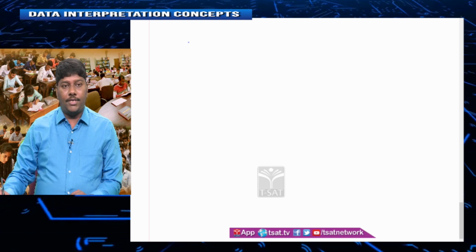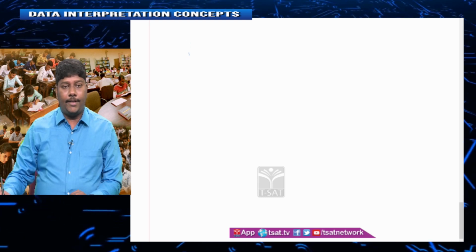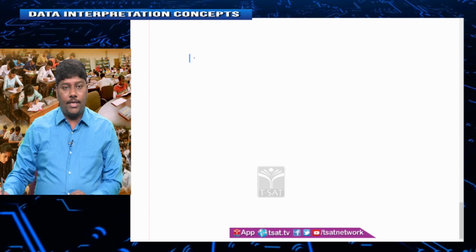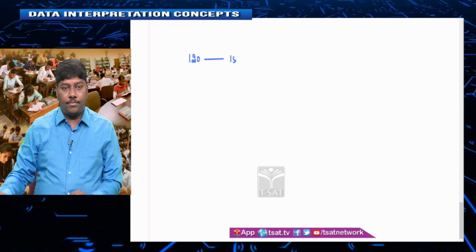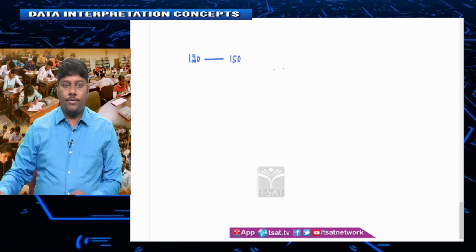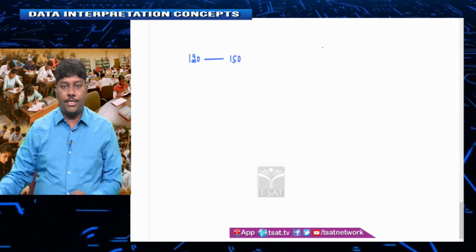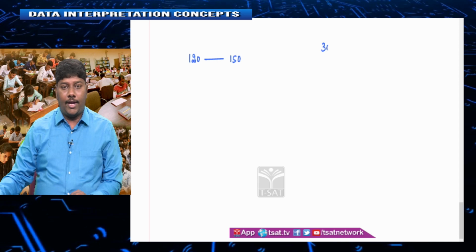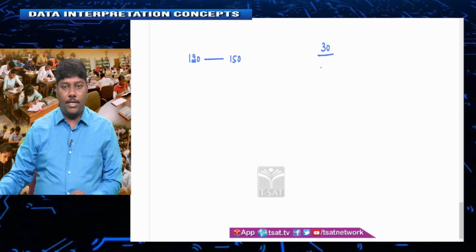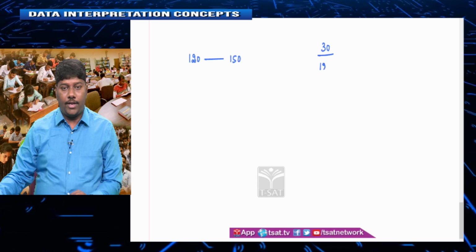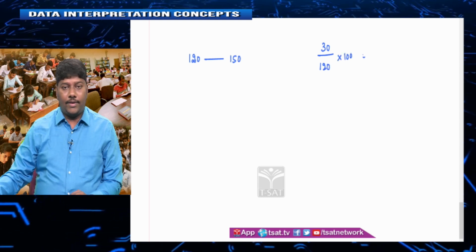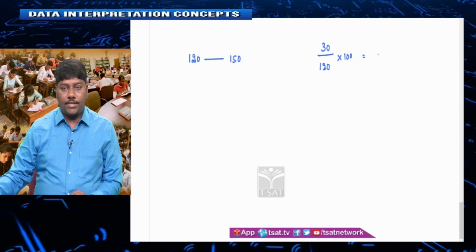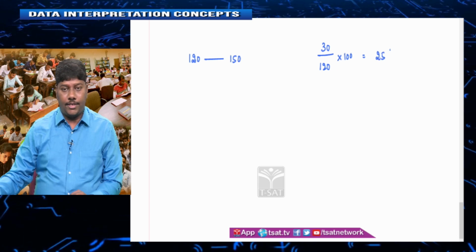How do I find out percentage increase or decrease? Suppose I take an example here. Let's say 120 becomes 150. Generally, how do I find out the percentage increase here? I say value increase is 30 divided by initial value 120 into 100. You say 1 out of 4, that is 100 by 4, 25%.